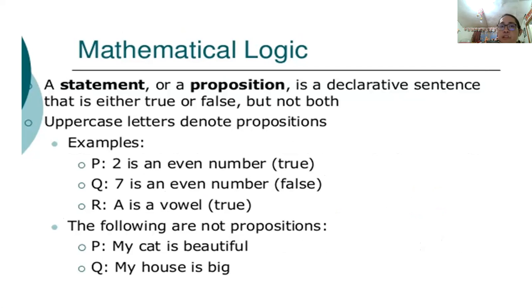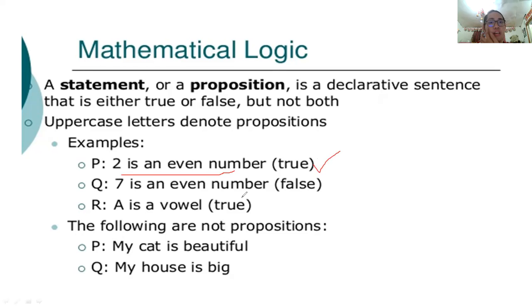When we say statement or a proposition, it is a declarative sentence that is either true or false, but not both. Again, a proposition is a declarative sentence that will tell us either true or false, but not both. So the uppercase letters denote propositions. As you can see here, 2 is an even number. So the answer is, this is true, correct?